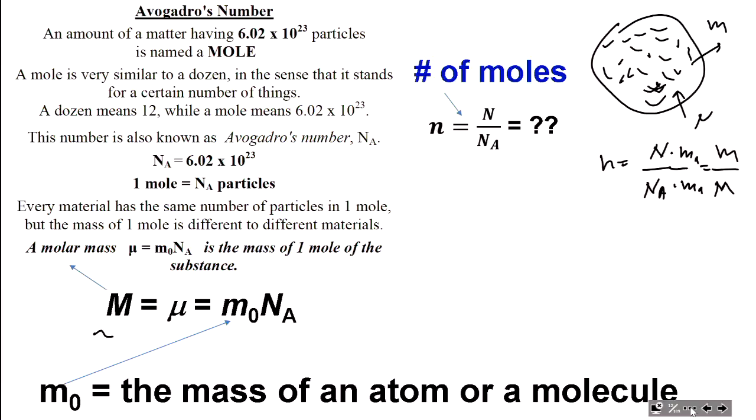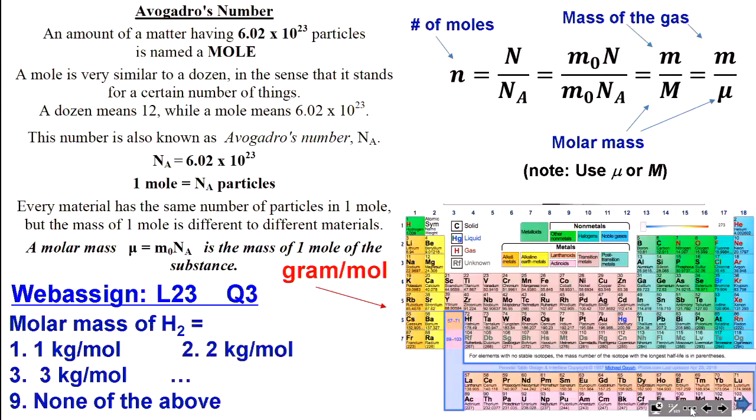And historically, there are two different letters, symbols people use almost equally frequently for the mass of a mole, molar mass: capital M or a Greek letter mu. So it doesn't really matter. And molar mass, of course, has been measured for all elements. And this is just a copy of a periodic table which you have on each wall.